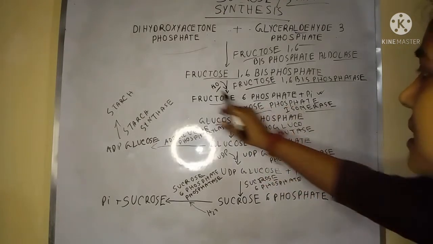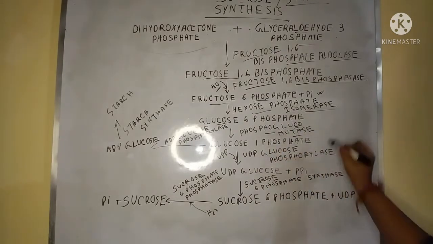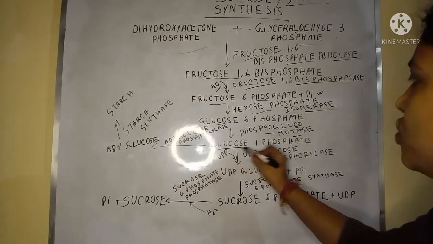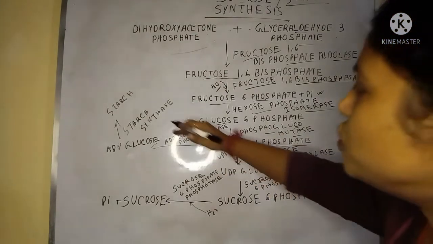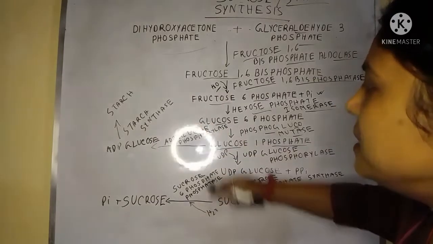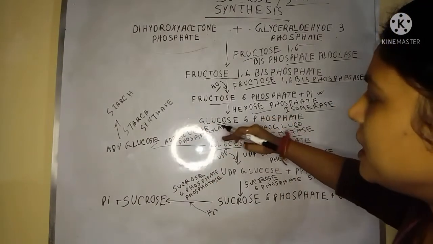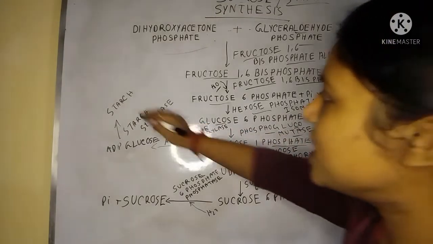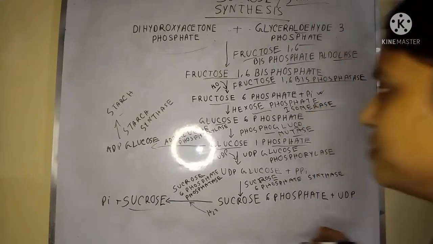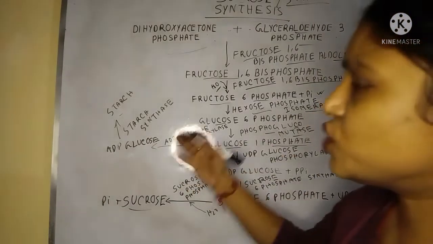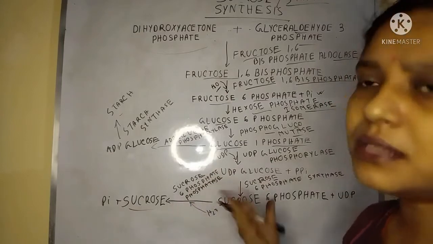And this glucose 6-phosphate, in the presence of phosphoglucomutase, transforms into glucose 1-phosphate. Here you can see the two lines: glucose 1-phosphate in one direction changes to starch, and in another direction it changes to sucrose. So glucose is generally stored as sucrose or starch in the plant's body.